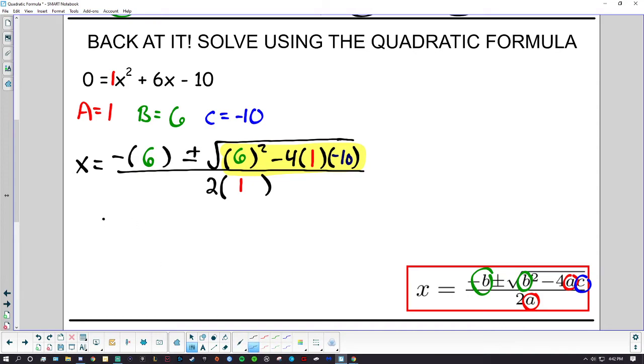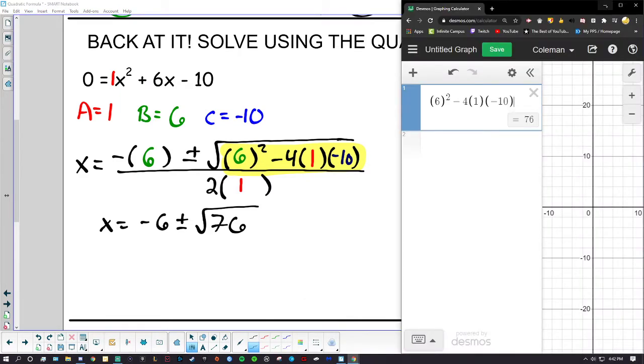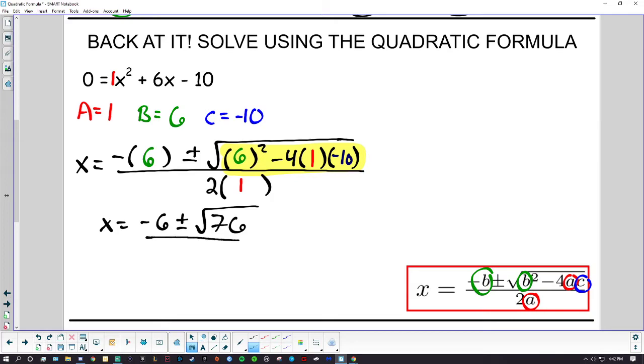Switch over to black. X equals negative 6 plus or minus the square root of 76, let's make sure, yes, 76, all over 2 times 1, which is just 2. Awesome. So what I need to do now, just like what we did at the beginning, is make sure this is simplified. I need to check if I can simplify the square root of 76.